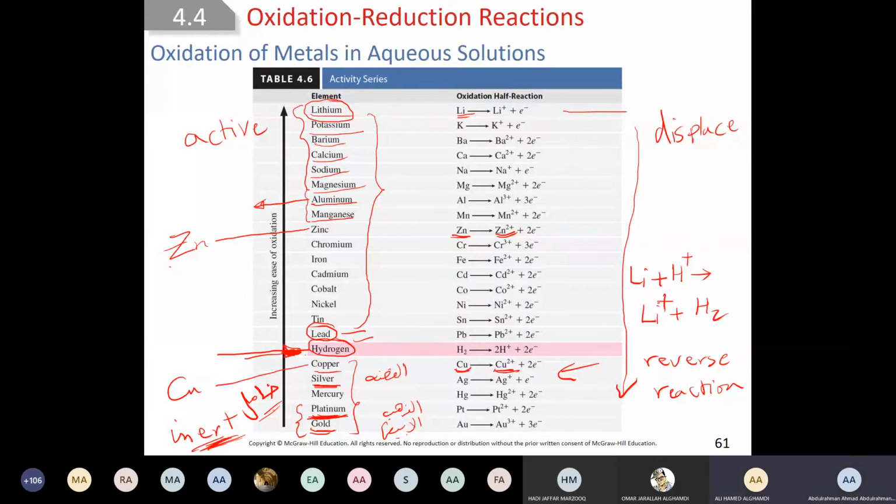Lithium and hydrogen. Yes, it's going to replace it. If I say replace it, this means the first reaction, which is lithium, I keep it as it is, and the hydrogen, I reverse it. That's what happens. Now, let me ask you another question.